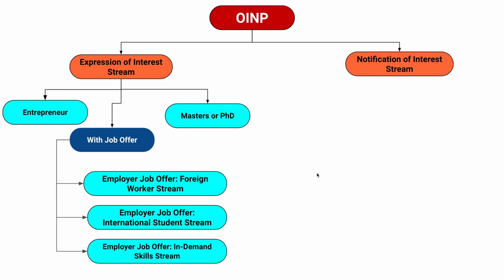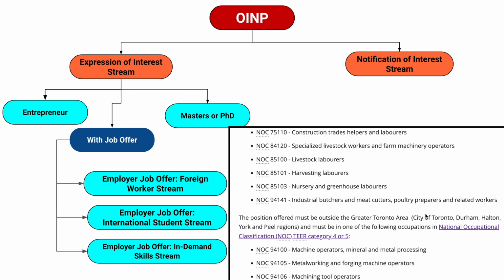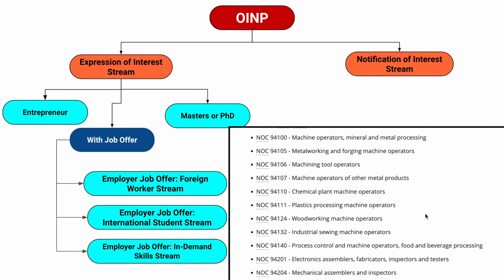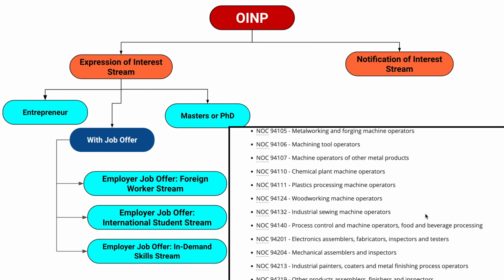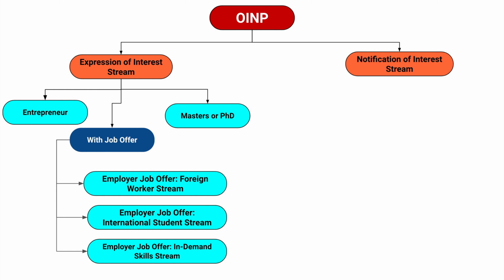The third stream is the Employer Job Offer In-Demand Skills stream. If you are a skilled worker, for example, a home support worker, caregiver or machine operator, then this stream is for you. You can apply under this stream. In this stream also, the job offer must be for a full-time and permanent position. So these are the different streams under which you can apply and get the nomination certificate.